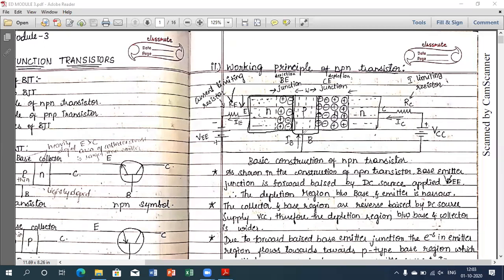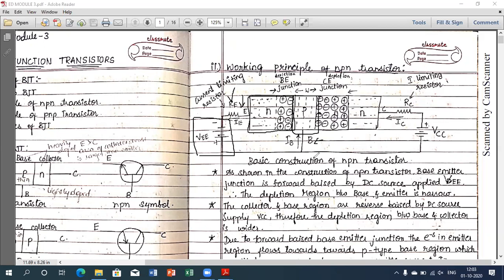Now look at the base terminal and the emitter terminal. This is the base terminal. The base and emitter terminals are connected to a voltage, which I call VEE. This is a DC voltage where the negative terminal is connected to the N-type material, that is the emitter, and the positive is connected to the base, which is P-type material. So from this connection, we can say that it is forward biased.